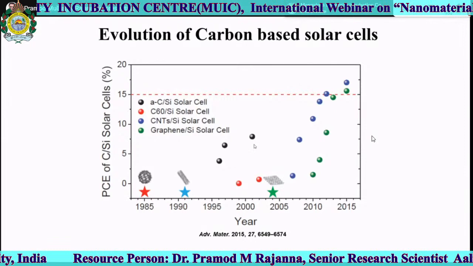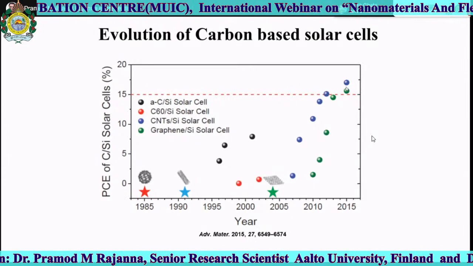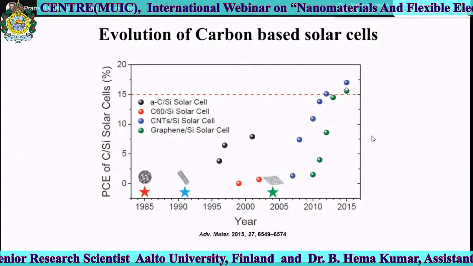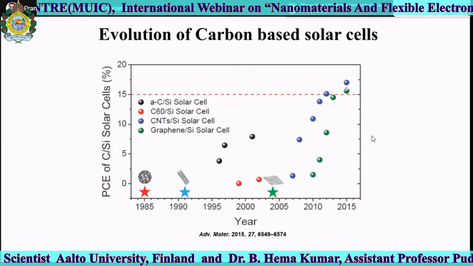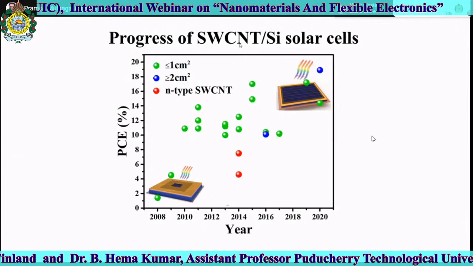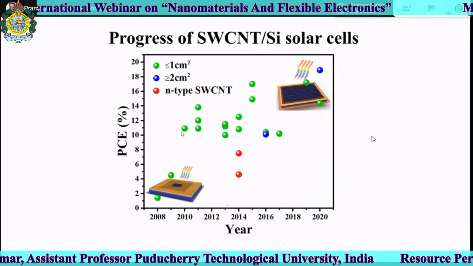We see that in 2015 it was about 16% as an efficiency output. Whenever I talk about output efficiency, it's always the incident sunlight, which is about 1000 watts per square meter, and what the device is able to produce after the absorption, the generation of electron hole pairs and the collection processes. A lot of focus in the industry is now on the carbon nanotube silicon, crystalline silicon technology, which is currently the dominant technology. Since 2008 till 2020, single wall carbon nanotubes have moved steadily from 16% to nearly 20%.